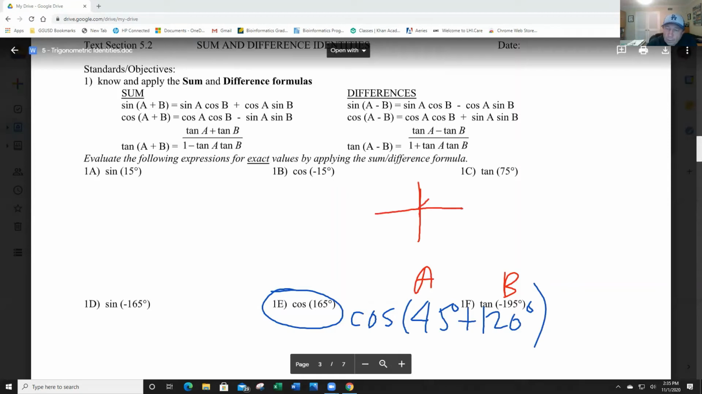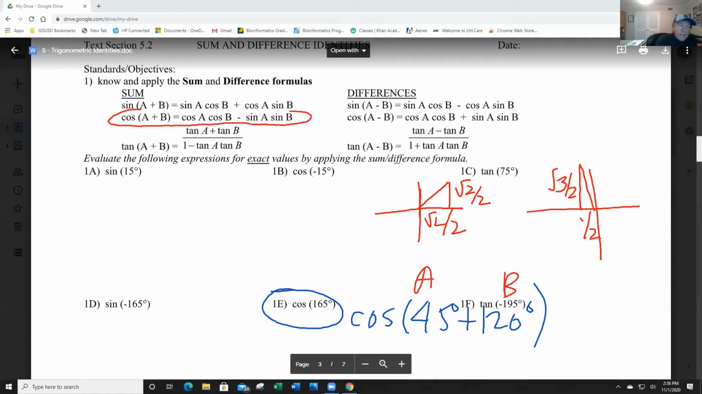Okay. So A, 45-degree angle. Those are great. We know those are both radical 2 over 2 for both of them. Okay. And then B is 120. Boom, we're up here. Okay, we're at 120. And that's radical 3 over 2 for the y and a half for the x. Okay. And again, that's all unit circle stuff. And this is a sum formula, and it's cosine. So I'm going to circle the one I'm using right there.